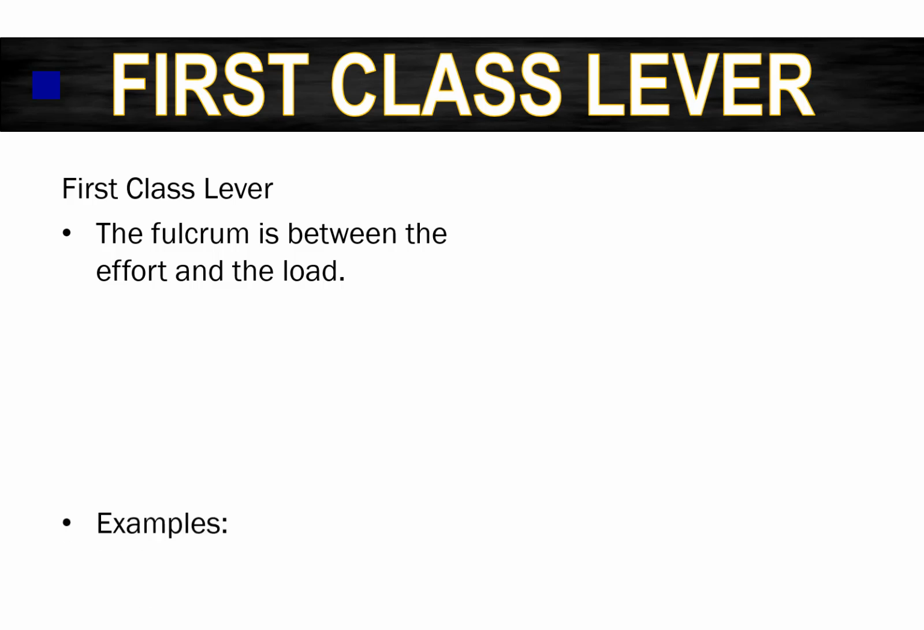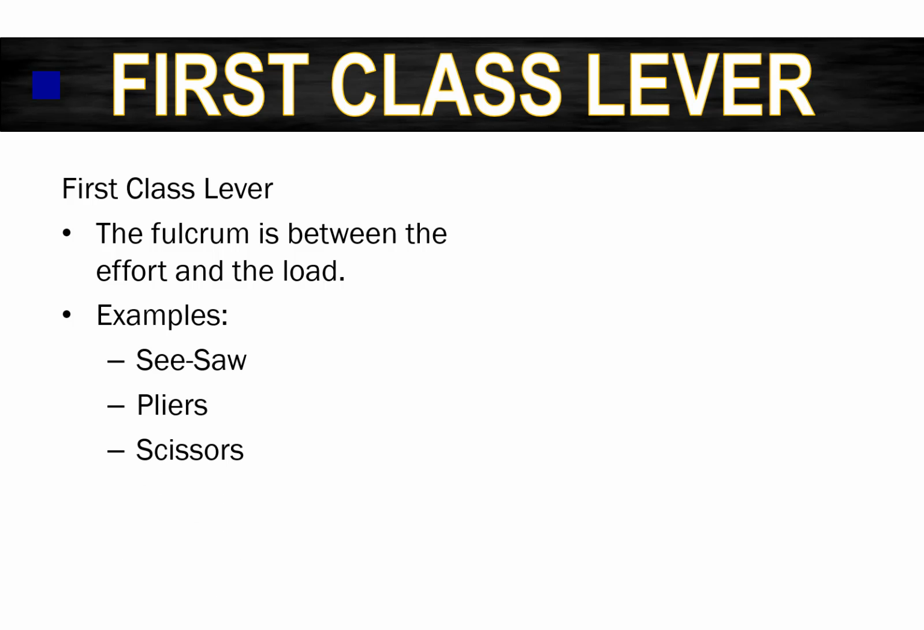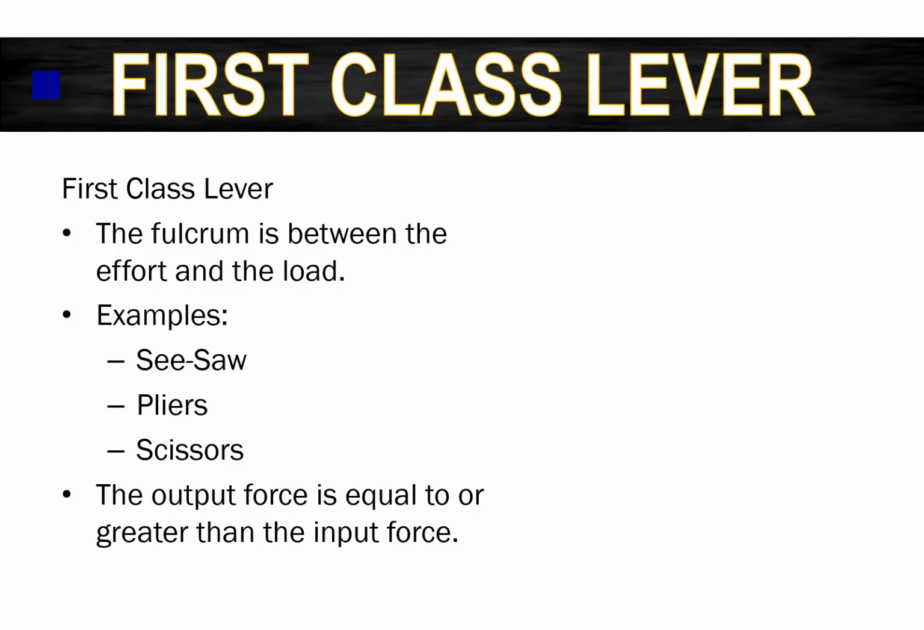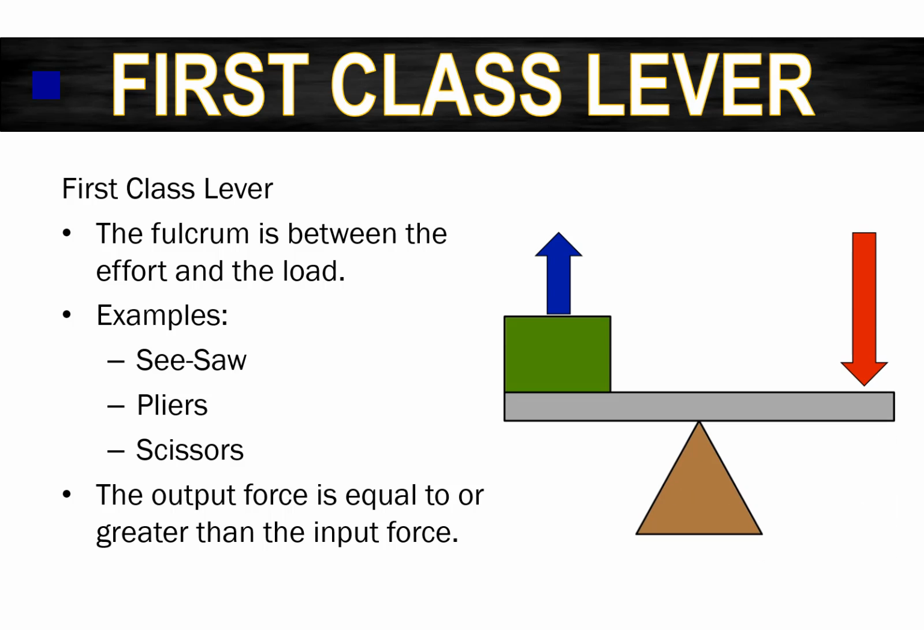So first class lever, the fulcrum is between the effort and the load. It does not have to be exactly in the middle. Like, it doesn't have to be equal distance from them. It just has to be in between them. So an example, seesaw, pliers, scissors, and the output force is equal to or greater than the input force.